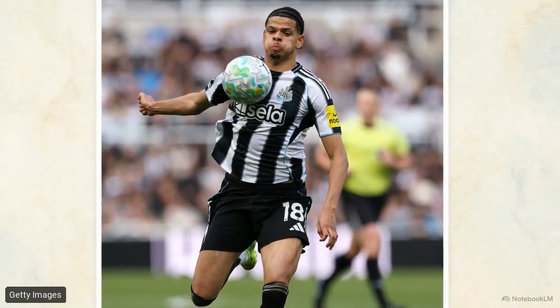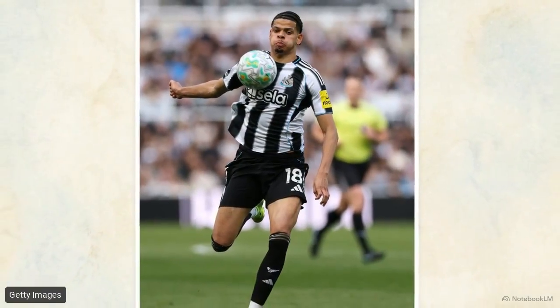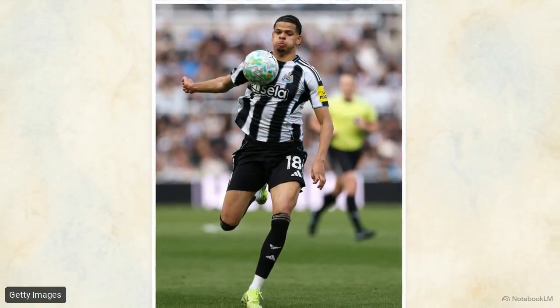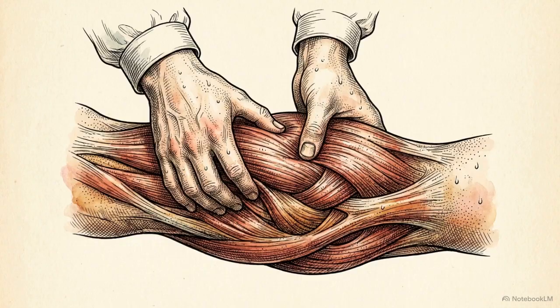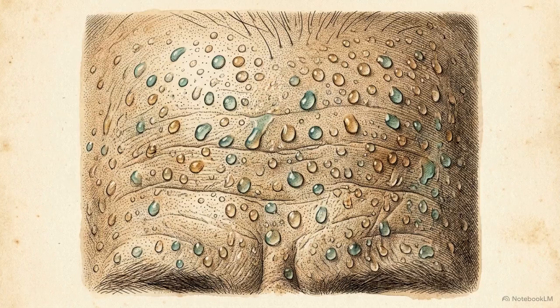This systemic fatigue inevitably manifests on the pitch. By the 55th minute against Newcastle, 2 key players were forced off with muscular issues. These soft tissue injuries and cramps occur because the balance between essential minerals collapses. Calcium triggers muscle contraction, but the body relies on magnesium to initiate the relaxation phase. When sweat depletes magnesium, the muscle cannot release.